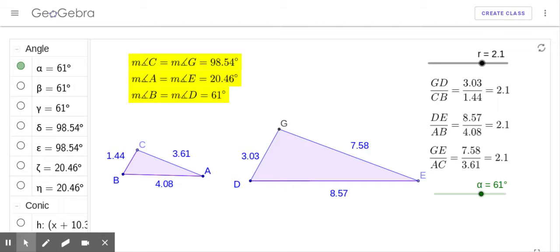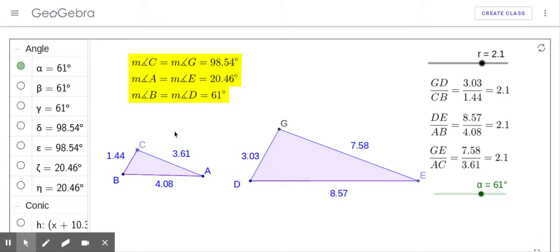Hopefully you've had a moment to play with this a little bit and see that these two are similar to one another. And we know that they're similar to one another because we're told here at the top that angle C and angle G are both 98.54 degrees. Angle A is congruent to angle E, and angle B is congruent to angle D. And we know from our previous lesson that if the angles are congruent to one another, then the triangles themselves are similar. So we know they're similar to start with.